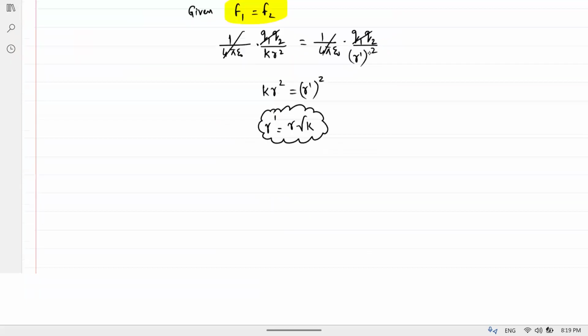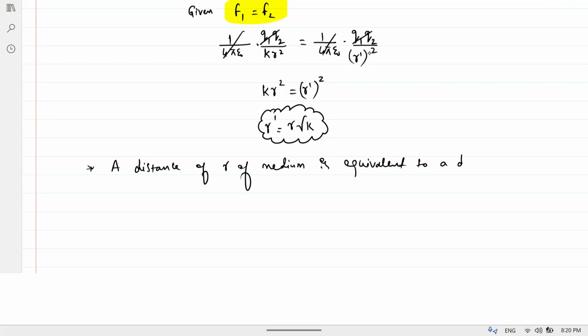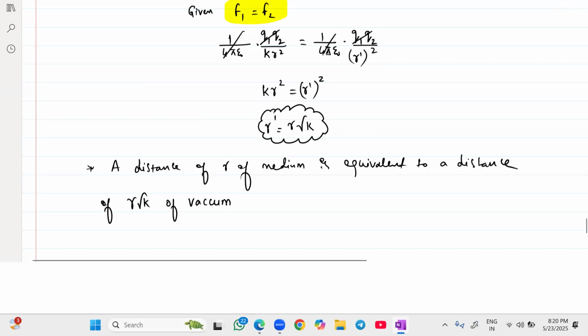Yes, sir. So what I can tell right now is that a distance of R in the medium is equivalent to a distance of R into root K of vacuum. Then what is it telling? A distance of R.